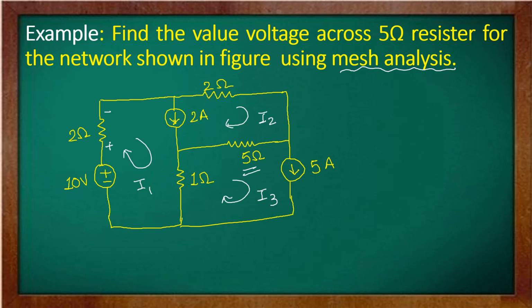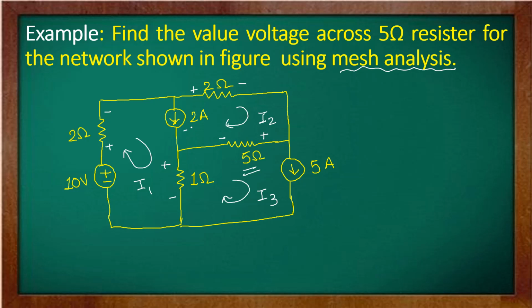Now similarly, this is also a clockwise direction, so in this 1 ohm resistor the polarity is plus minus. Now in I2, see the polarity: plus minus, plus minus. Now in I3, there are 3 different elements: one is a 1 ohm, another is a 5 ohm, and then a current source. But here the polarity is already given, so there is no need to apply any polarity.